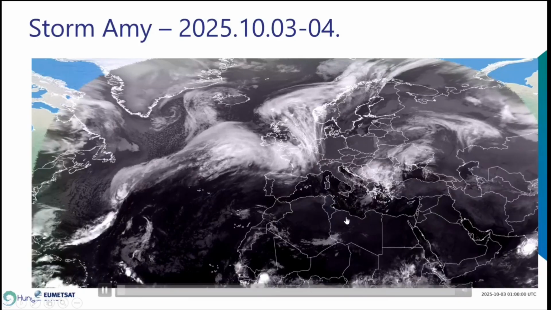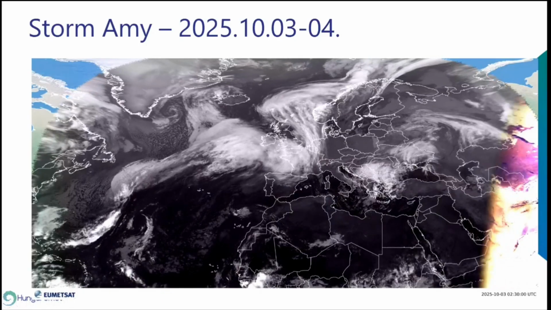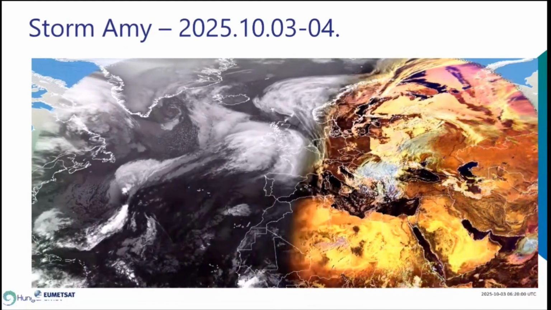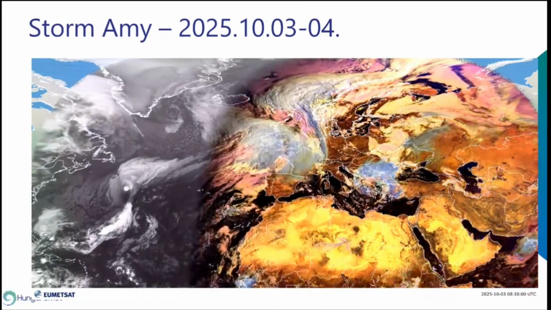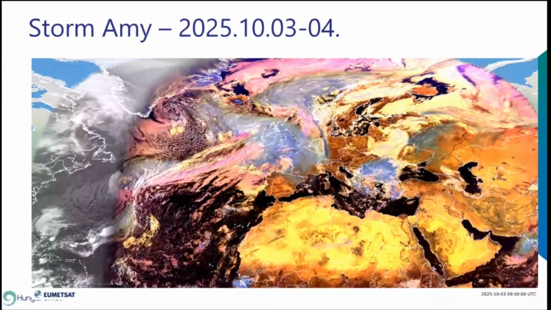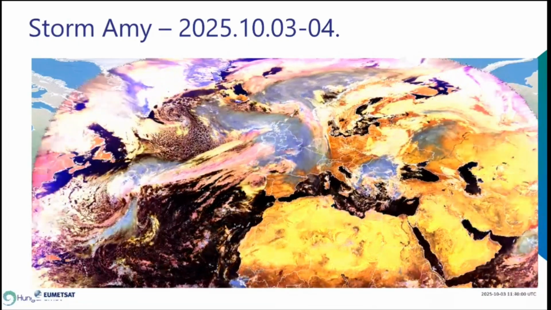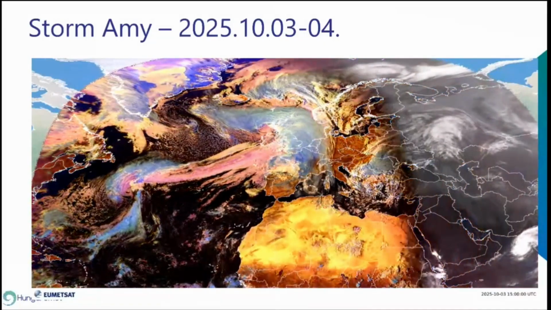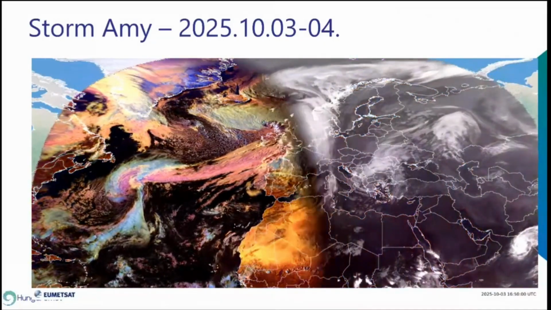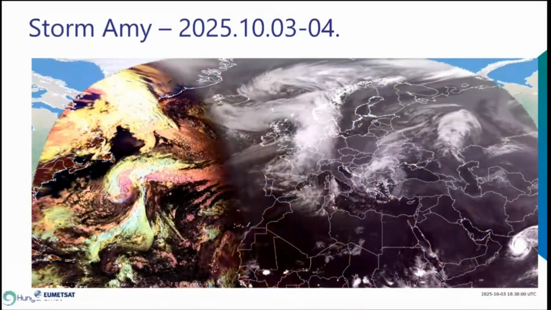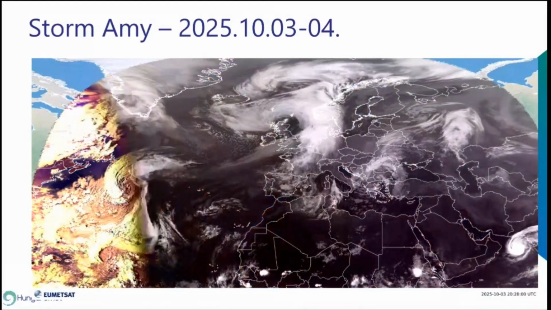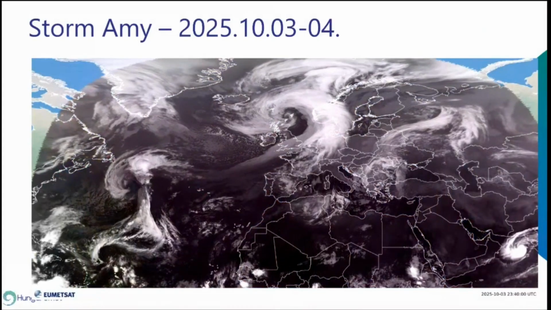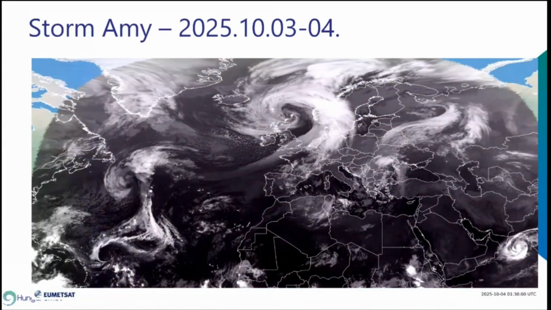One of the first storms that was approaching Europe in the beginning of October was Storm Amy, causing quite a lot of headache in the northern part of Europe, in Ireland and the British Isles, and also Scandinavia. There were several areas in Norway which were without electricity because of these storms, not to mention some flooding and things like that.